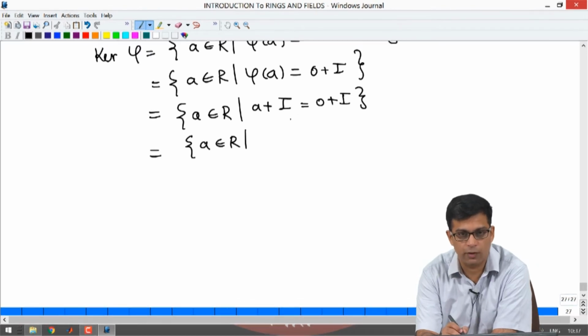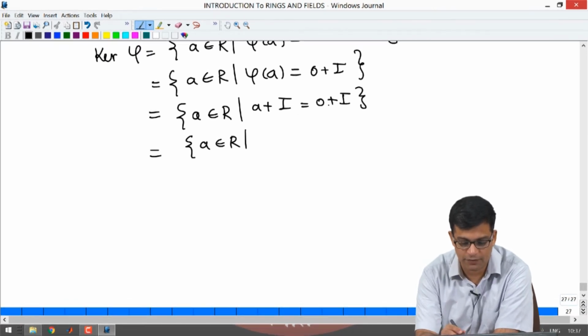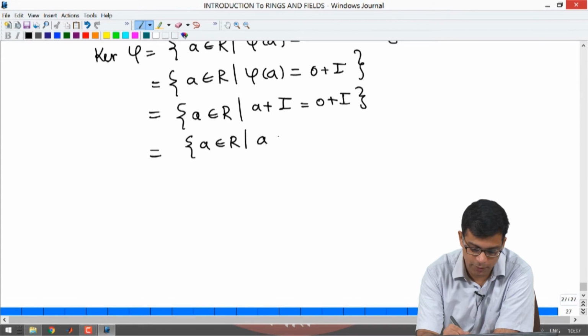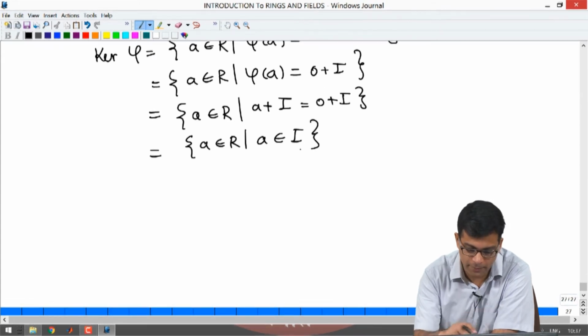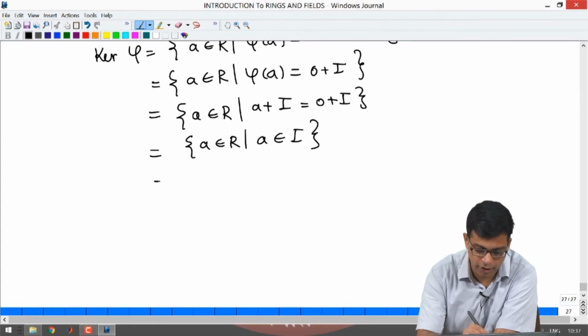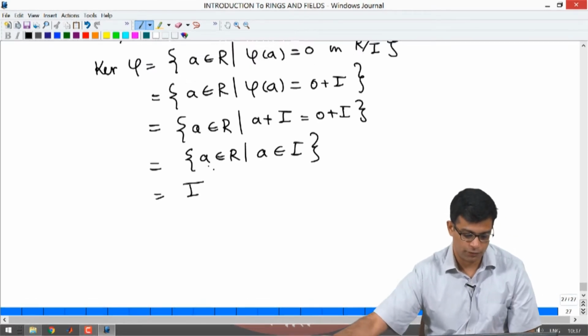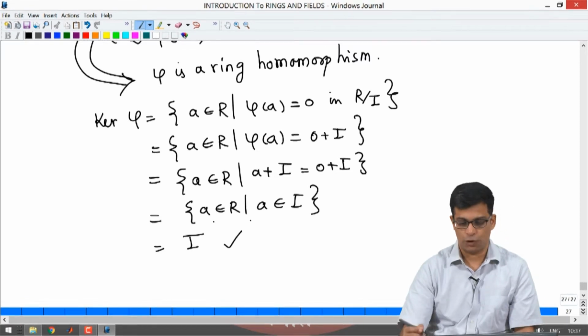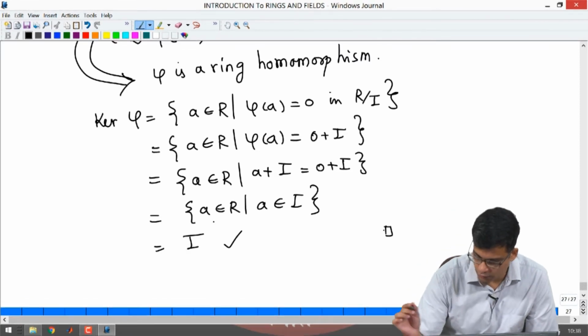When are two cosets equal? I mentioned this earlier. If the difference of these two elements is in I, that means A minus 0 is in I, so A is in I. What are elements in R such that A is in I? This is precisely I. So, kernel of phi is equal to I. This is the last point of the proof. So, the proof is finished.